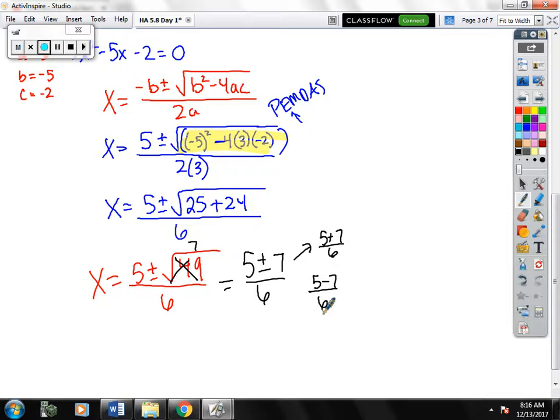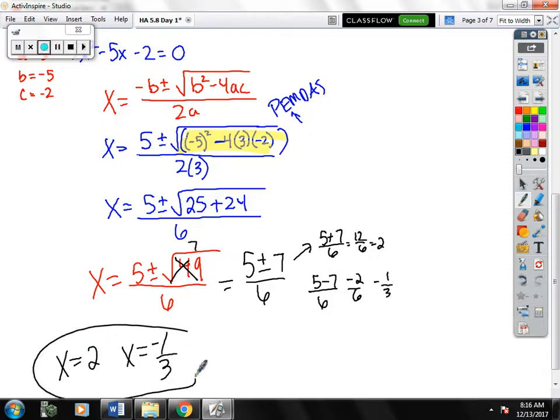be rational numbers. So we'll get 12/6, which will get me one of my answers is 2. And I will get -2/6, which I could reduce to be -1/3. My two answers are x equals 2 and -1/3.